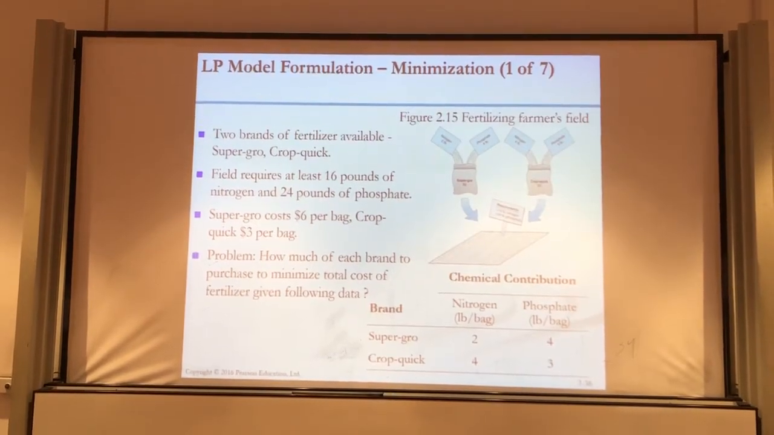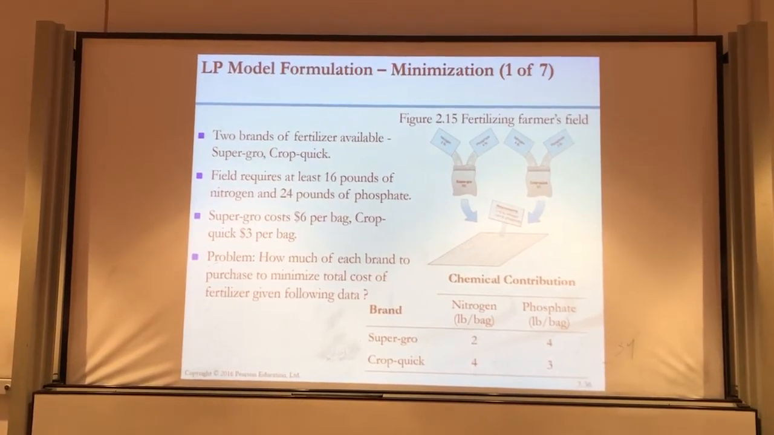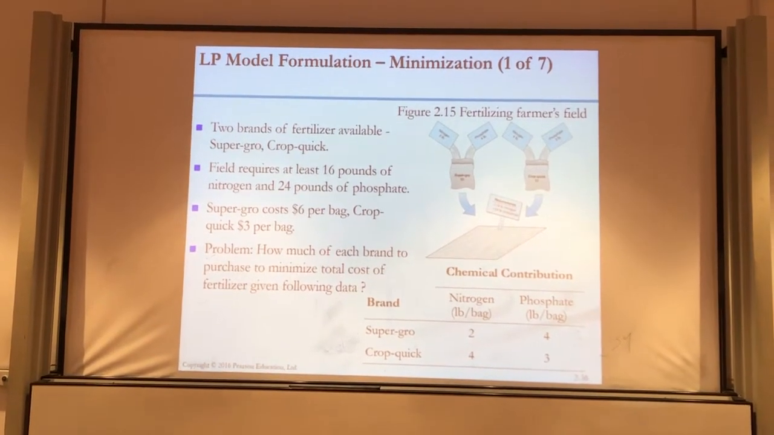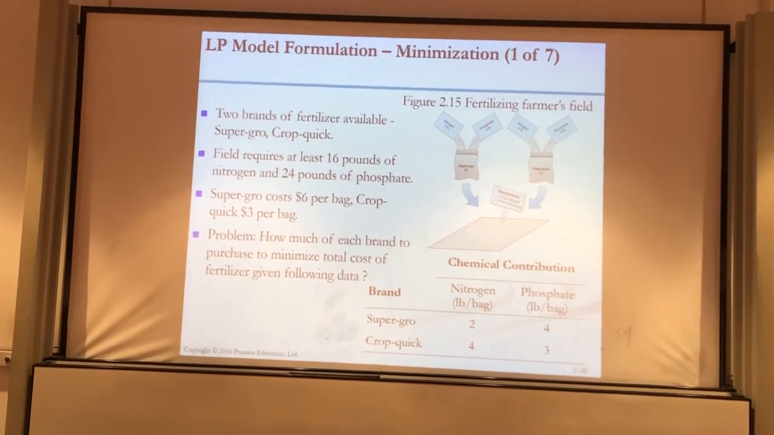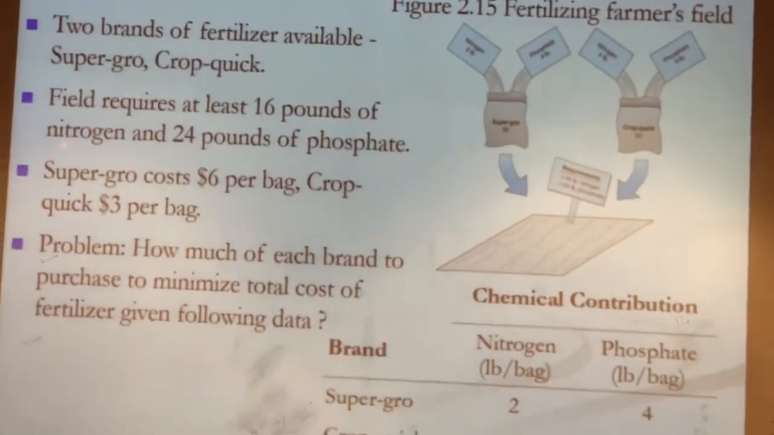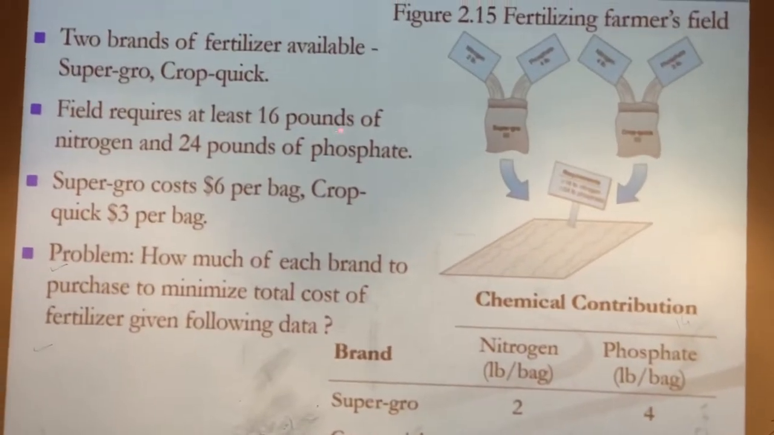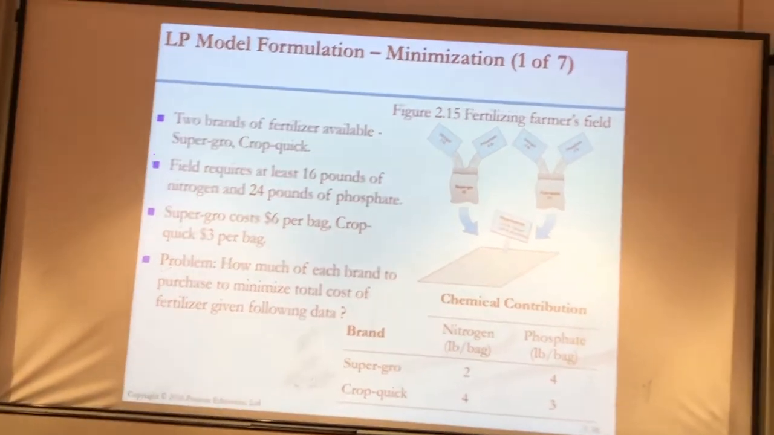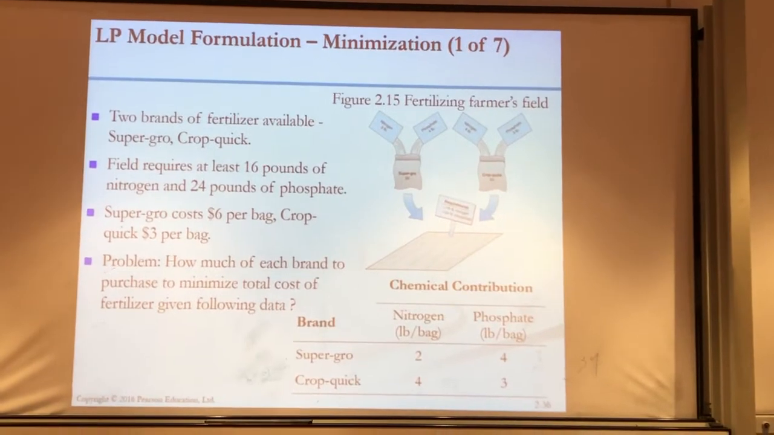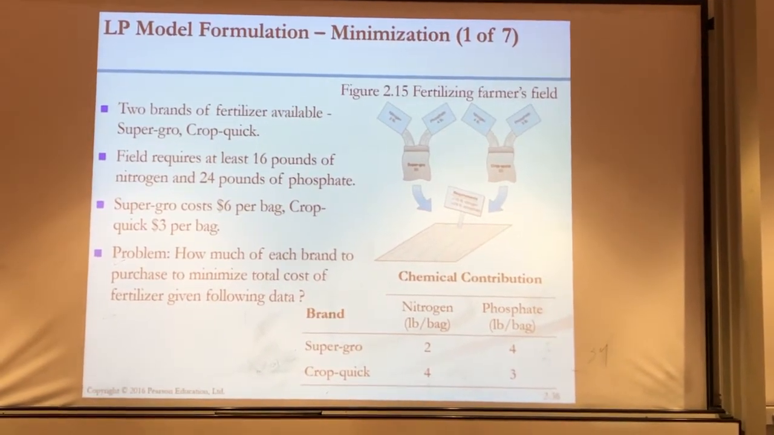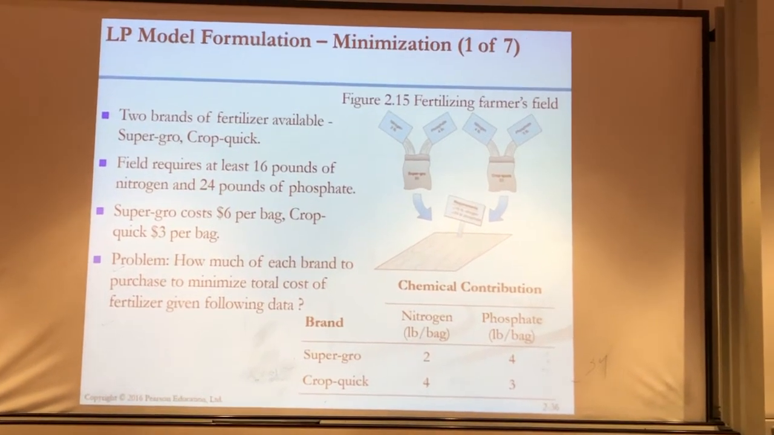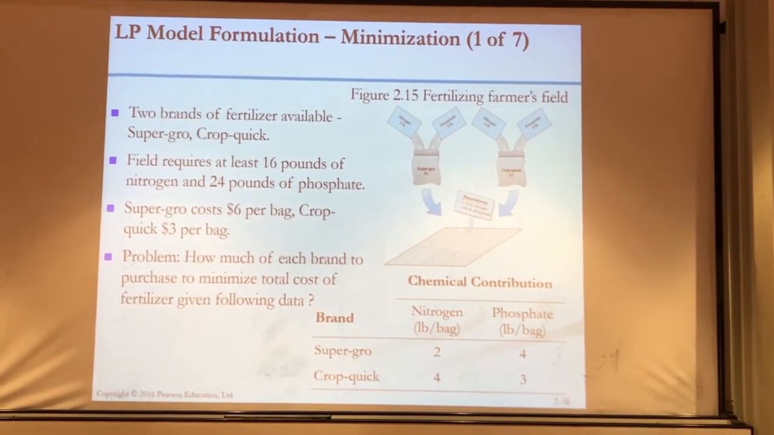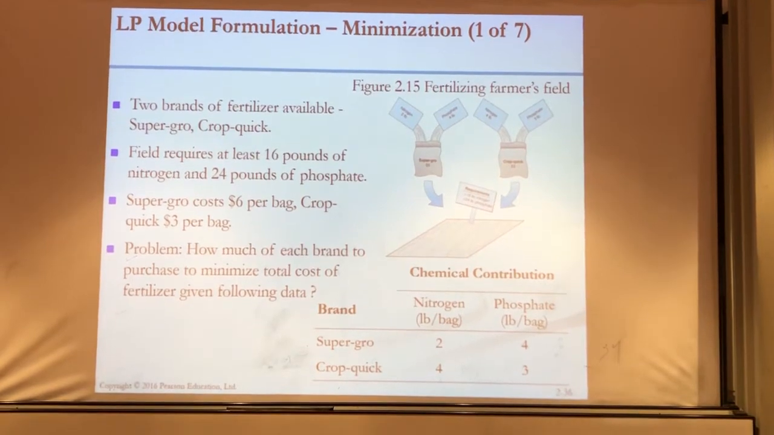Let's say a problem again. We have two brands of fertilizers available, Super Grow and Crop Quick. This field requires at least 16 pounds of nitrogen and 24 pounds of phosphate. Okay, this is the requirement for a field where we have to put these fertilizers. Super Grow costs $6 per bag and Crop Quick $3 per bag.